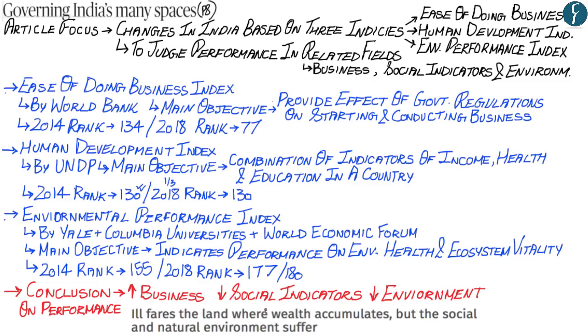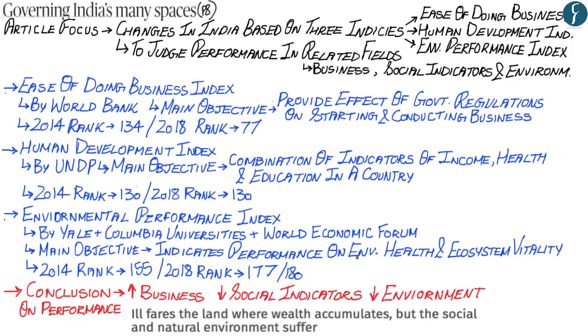And it is within that regard that the author has given a conclusion that ill fares the land where wealth accumulates, but the social and natural environment suffers. Whereby even though the business environment within India has improved, the social indicators and the environmental indicators continue to suffer within India. And hopefully you've understood the main crux of this article.